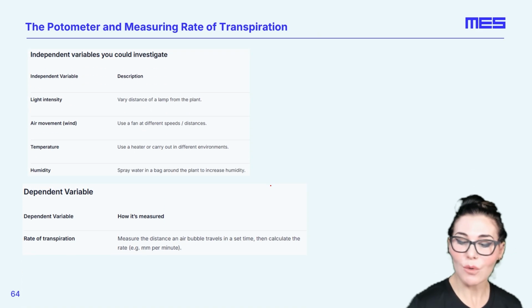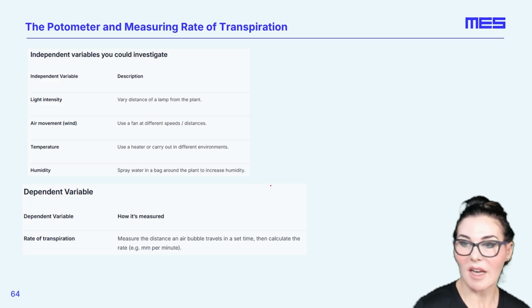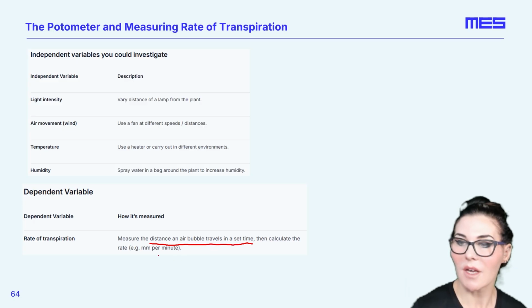In this experiment, you also need to consider your dependent variable on exactly what that would be and the units you would apply. Remember, you're measuring the distance the bubble moves in a time period, so you're going to work it out in, for example, millimeters per minute or millimeters per second, depending upon your choice of time unit.